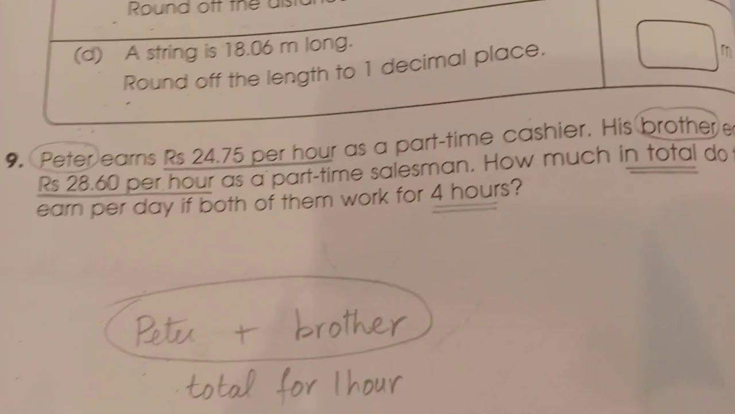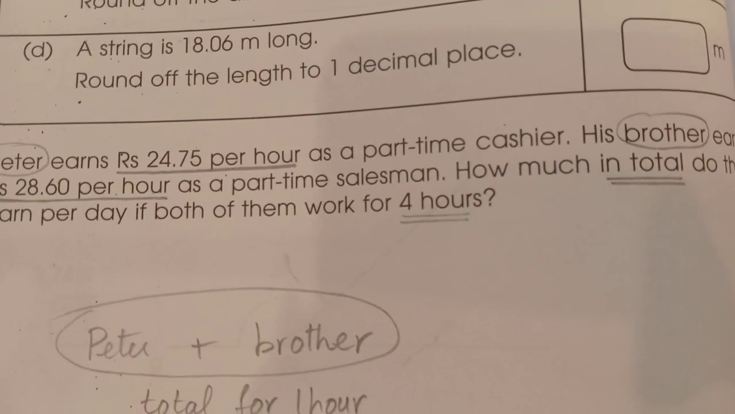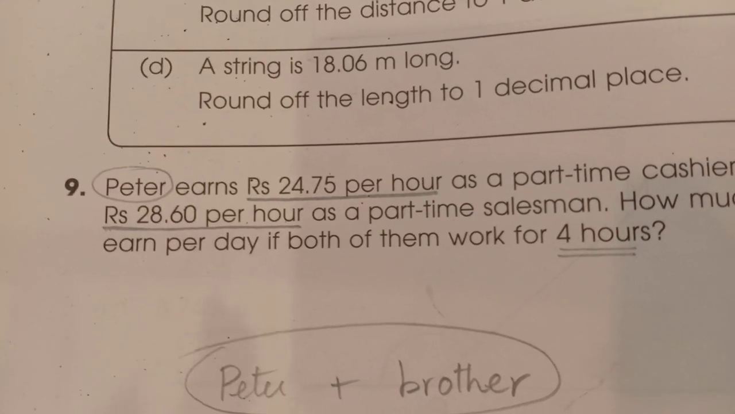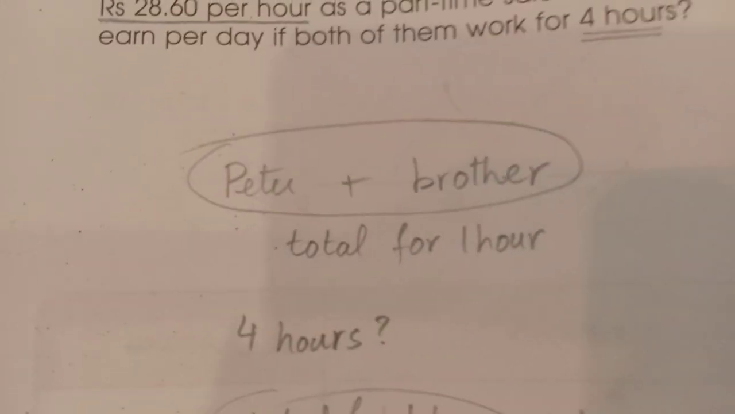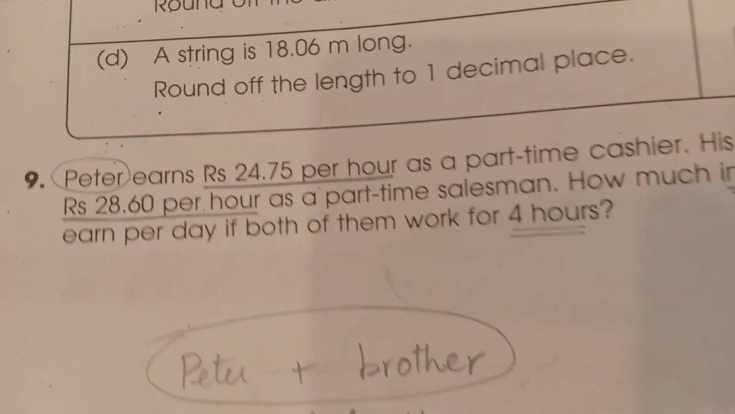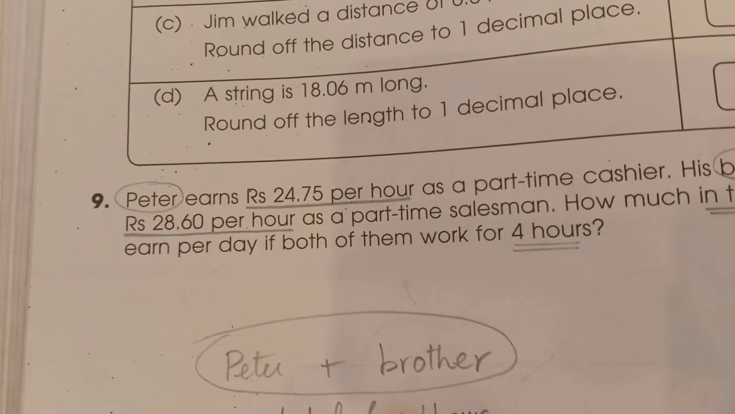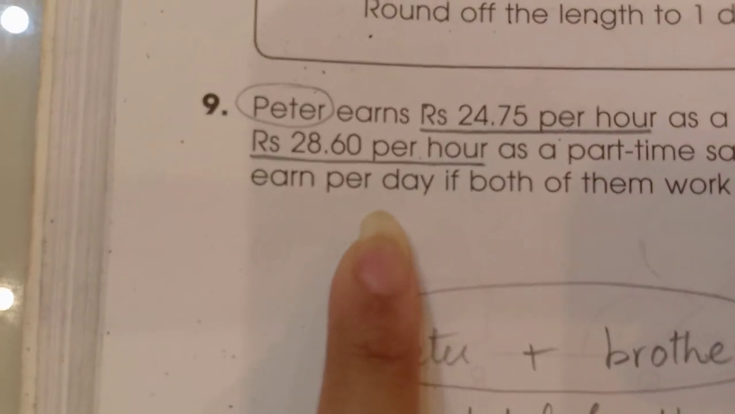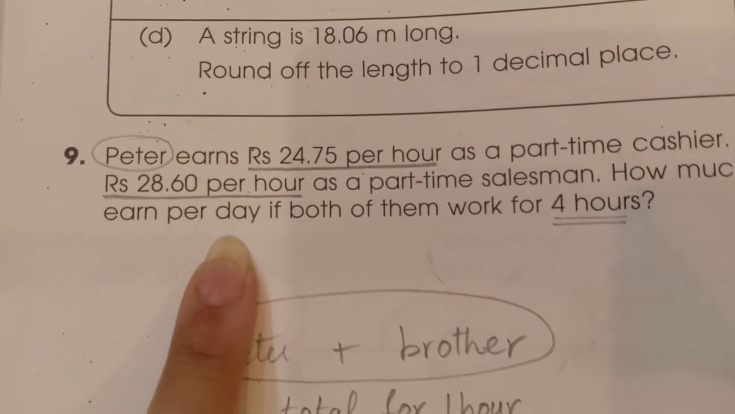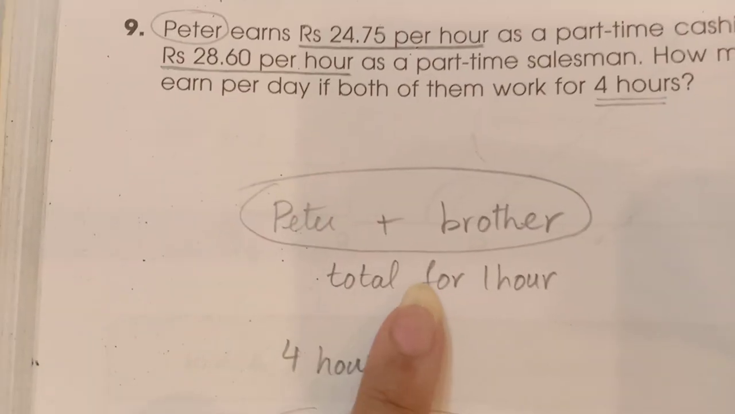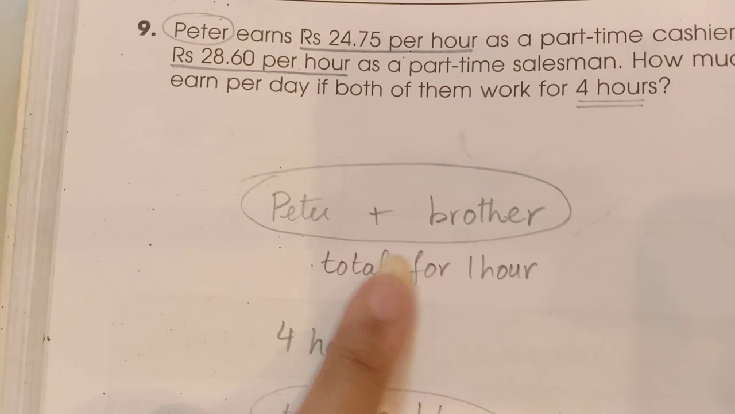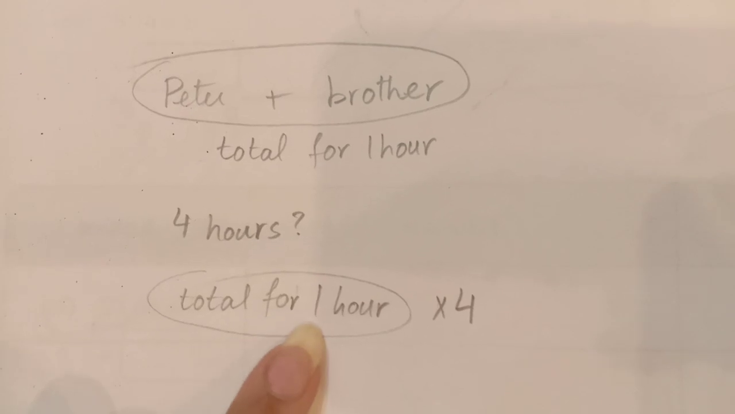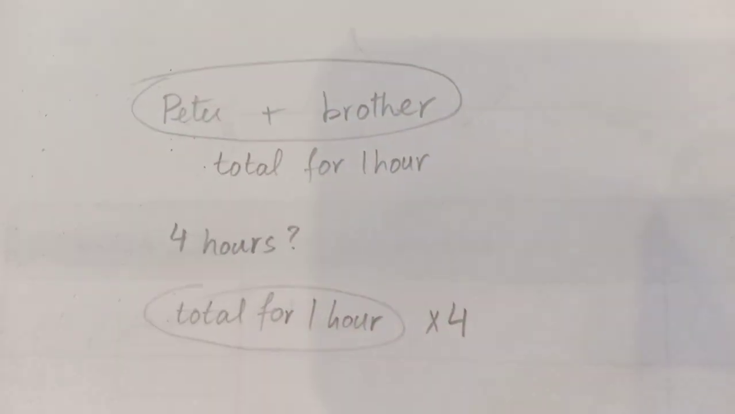So first of all we will find the total amount both earn. We will add up the 1 hour earning of Peter and his brother. We will get the answer, but now they work for 4 hours. What is required here is how much in total they earn per day. So in one day they work for 4 hours. So we will multiply the total amount that we have found with 4 to find the total earning per day. That's it.